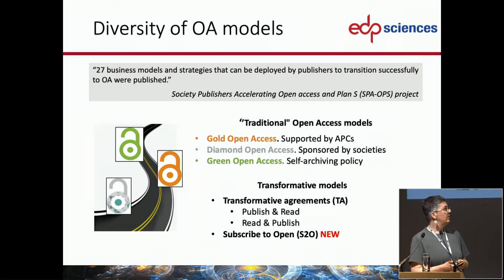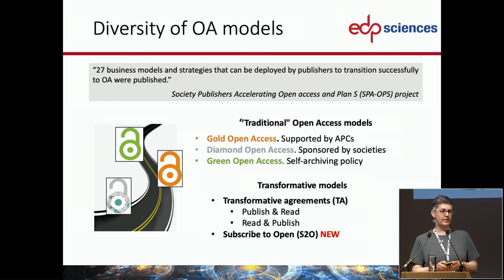And then there are the transformative models, the transformative agreements that were the subject of the presentations earlier. There can be various flavors of these, the publish and read and publish. But I guess we can put the Subscribe to Open model that I will talk about now under these transformative models. So there are models that take journals that exist, or publishing models that exist, and try to bring them towards open access.